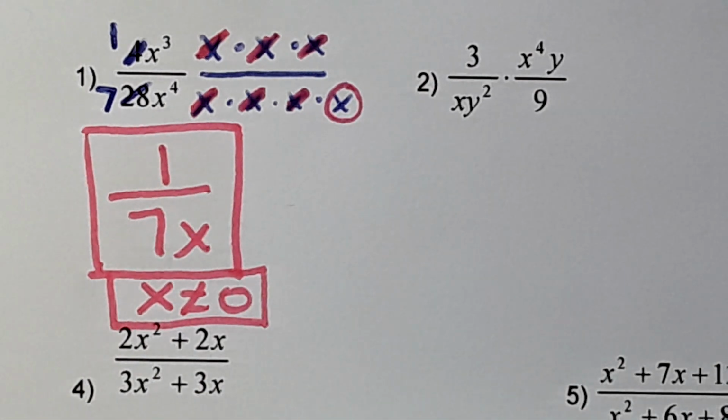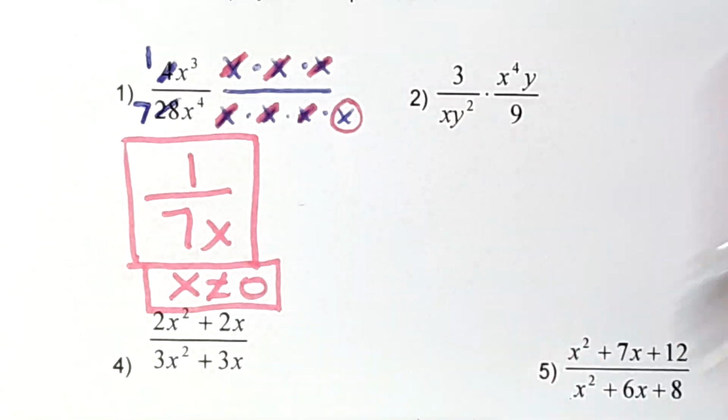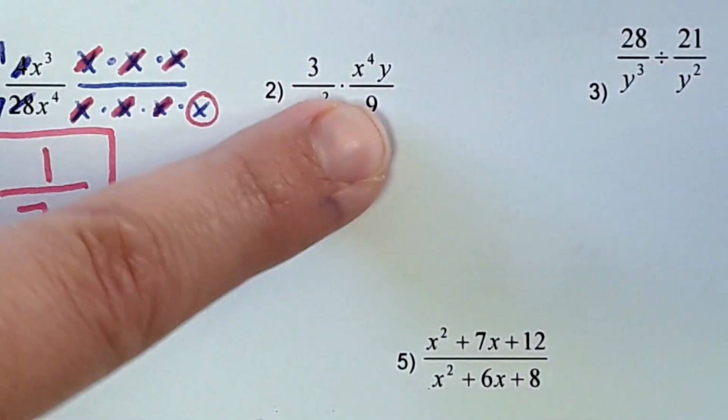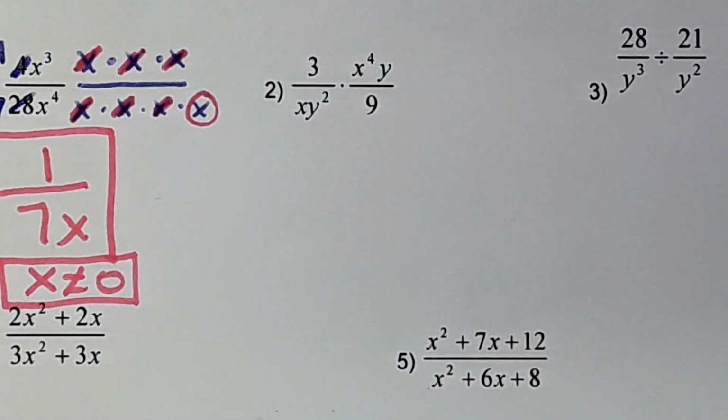We'll see an example where it's not. Okay, so as you know, it's going to start building now. So for number 2, we have this times this. So we're dealing with multiplication.